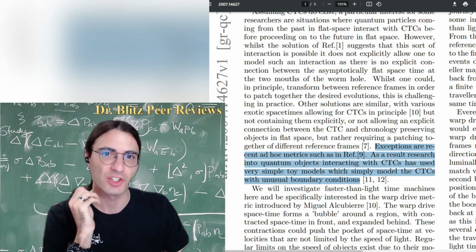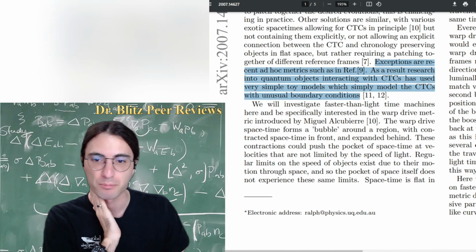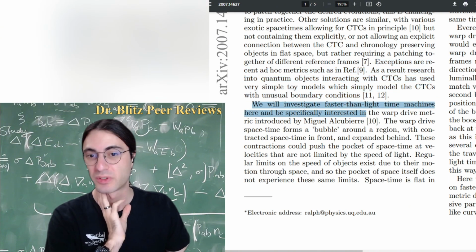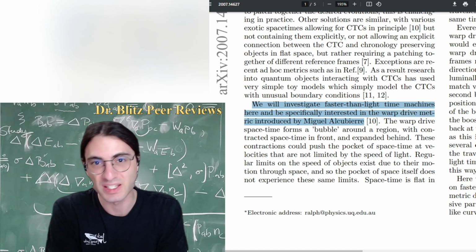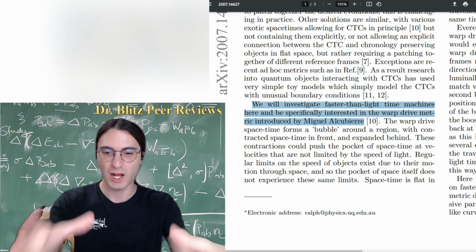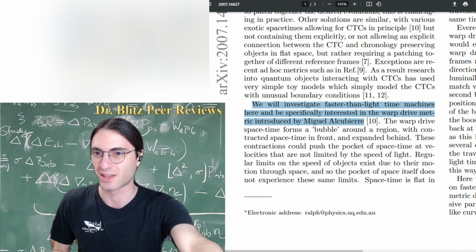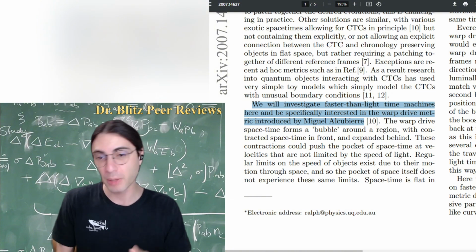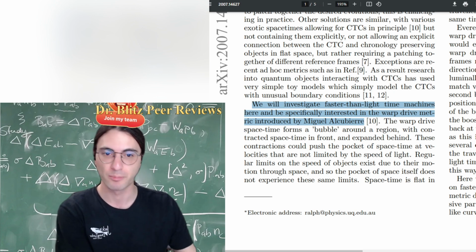So I think that they're actually going to try to build an explicit metric with a closed time-like curve. Let's see. We will investigate faster-than-light time machines here and be specifically interested in the warp drive metric introduced by Miguel Alcubierre. So this is the standard faster-than-light machine. Contracting space in front of you, expanding space behind you, you can move through space faster than light. We can't actually make such a thing because it requires negative mass matter, but it's at least a well-studied example of a faster-than-light warp drive.